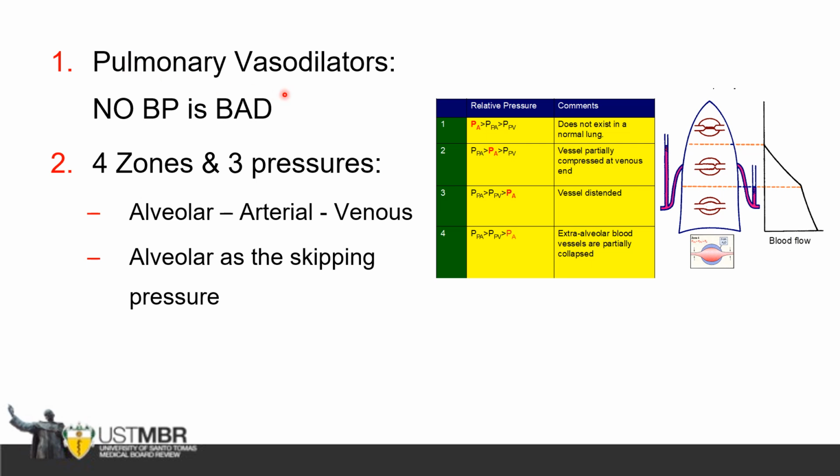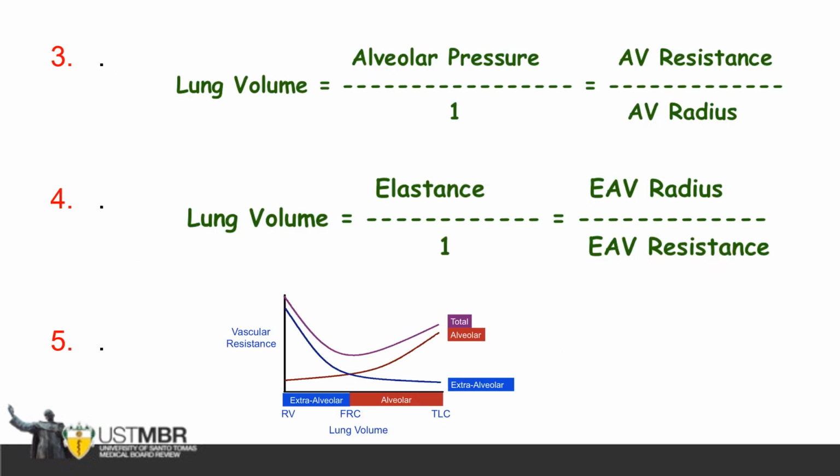The pulmonary vasodilators, the mnemonic is NO BP is bad. There are 4 zones of West with 3 pressures. In alphabetical order, it's alveolar, arterial, and venous. The alveolar is the skipping pressure, which gives rise to the 4 zones of West. Zone 1 does not exist in a normal upright lung.